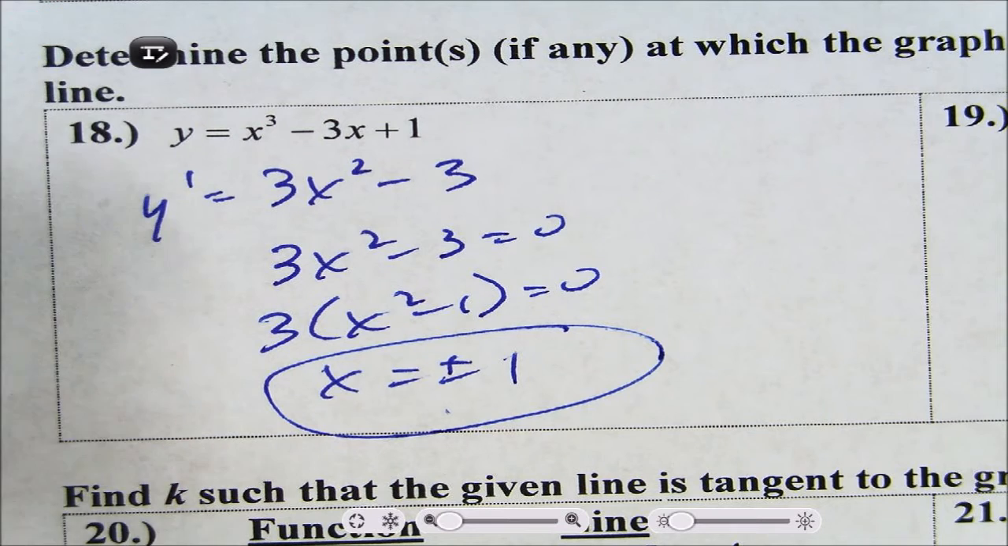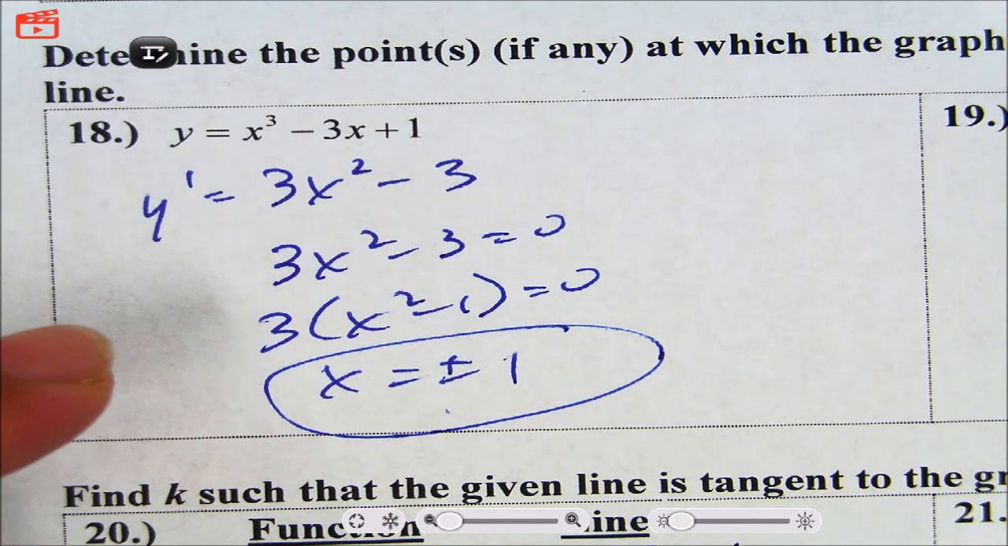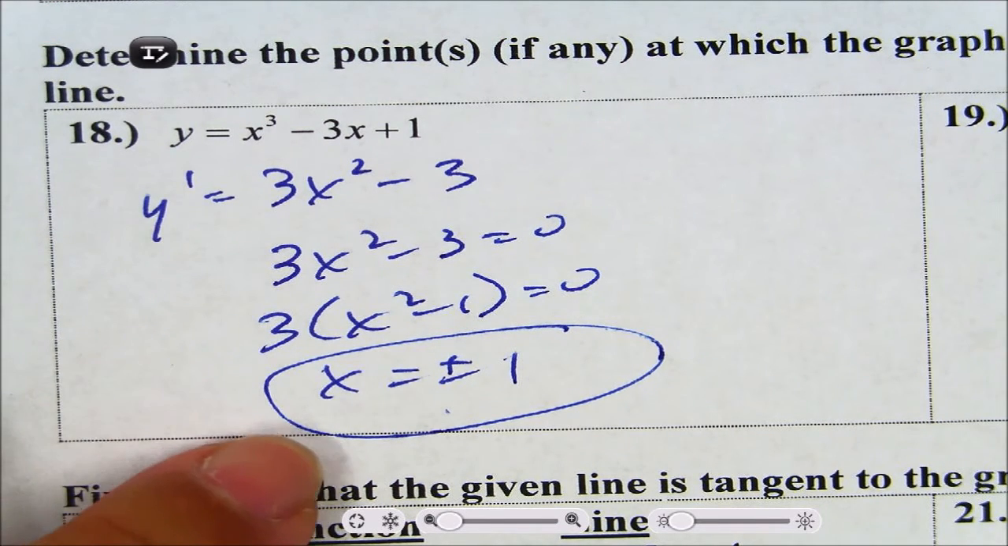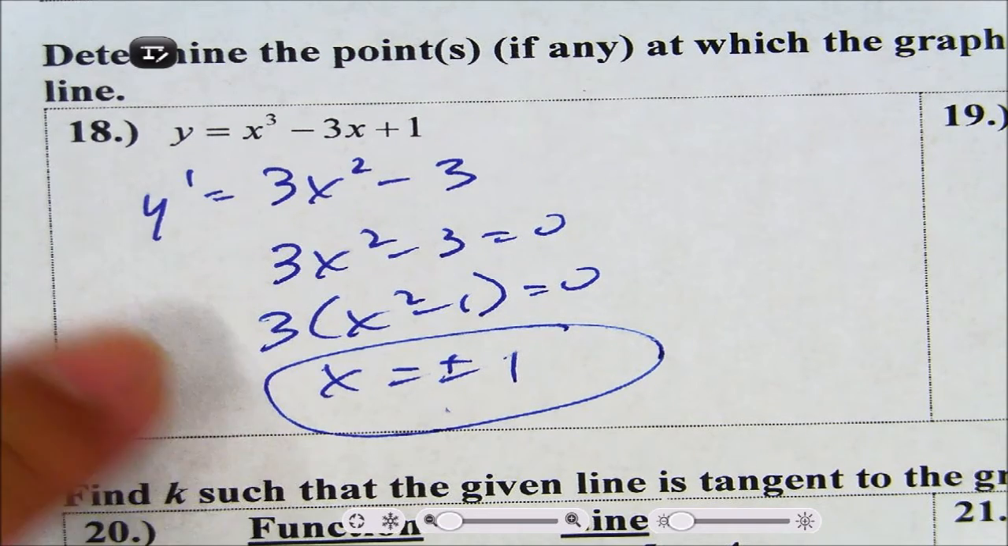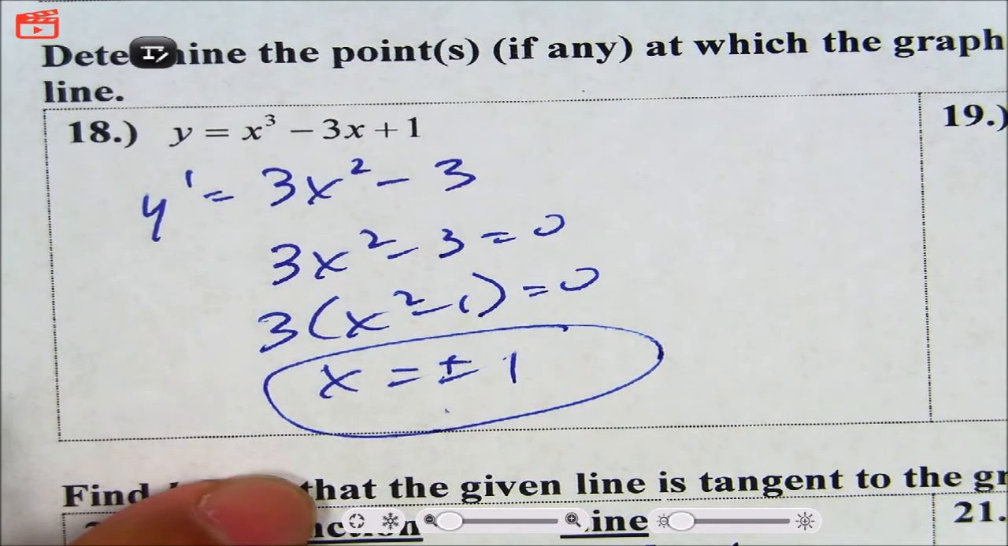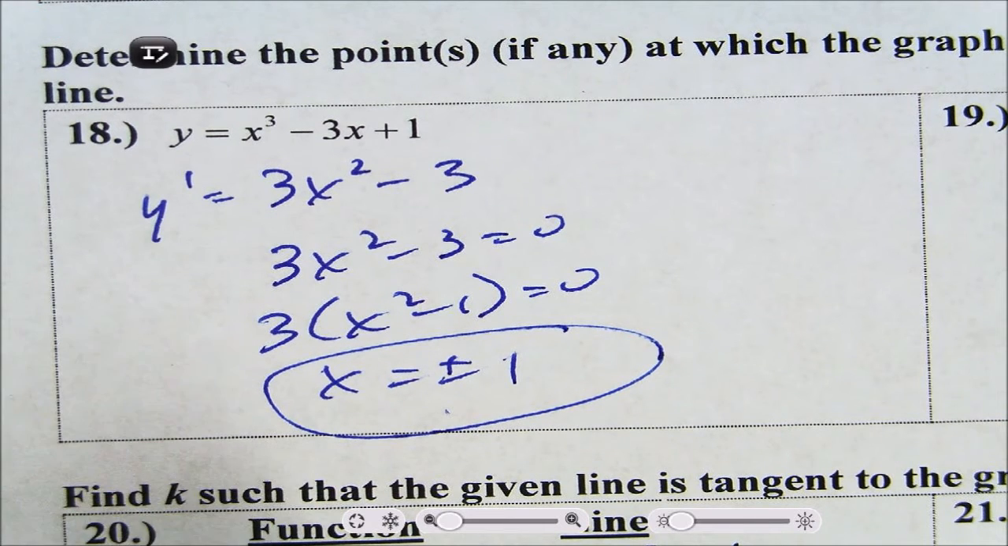Even on an AP test, when they just ask when there is a horizontal tangent line, what are the x values, that's enough. So when you take the derivative and solve it, that's the work or justification required, because a horizontal tangent has slope 0.